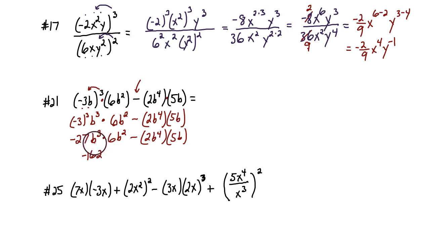Now the letter b. B to the third power times b to the second power is b to the 3 plus 2 power, which is a 5. Over here, 2 times 5 is 10. Now the letter b. B to the 4th times b to the 1 is b to the 4 plus 1, which is a 5. These are like terms. Both of them have the variable b to the 5th, so we can combine them. Negative 162 minus 10 is negative 172 b to the 5th.